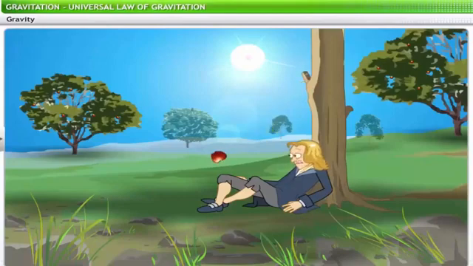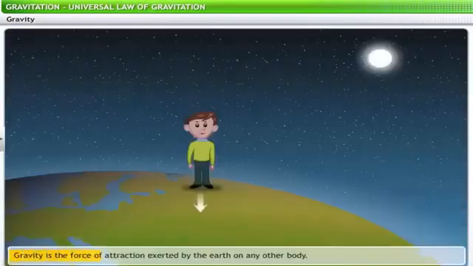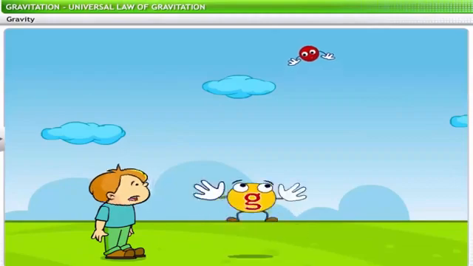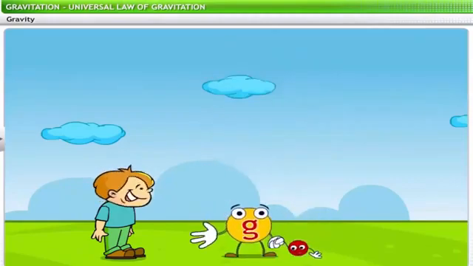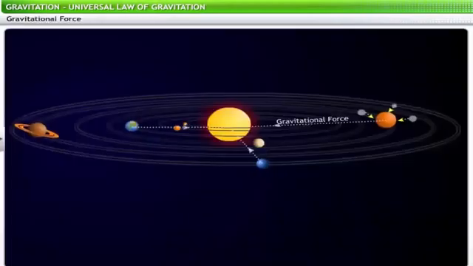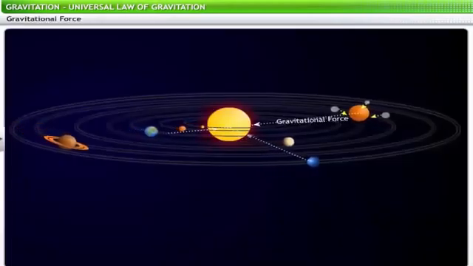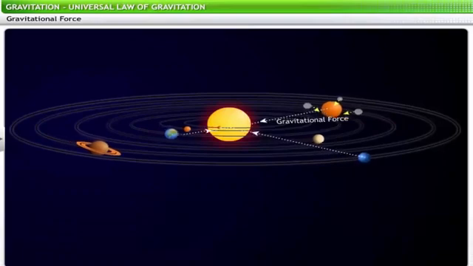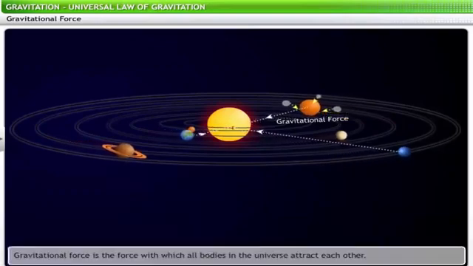When an apple fell on Newton's head, he figured out that the Earth exerts a force of attraction on all bodies near its surface. The force of attraction exerted by the Earth on any other body is called gravity. Gravity is what brings things down again when we throw them up. Like Earth, all bodies in the universe attract each other. The force with which all bodies in the universe attract each other is called gravitational force.